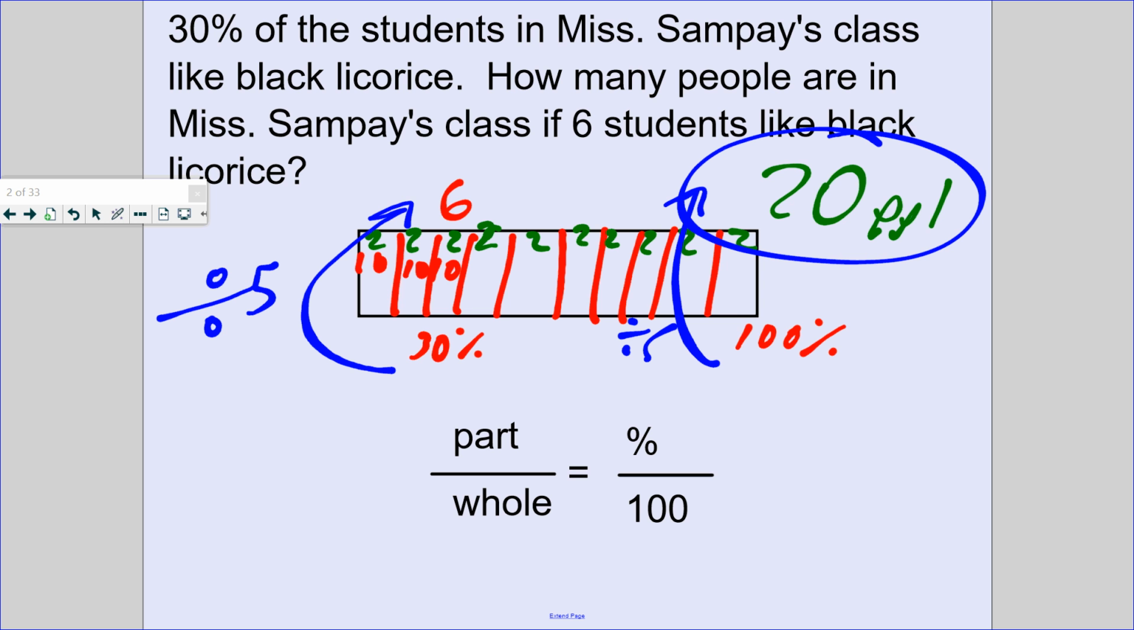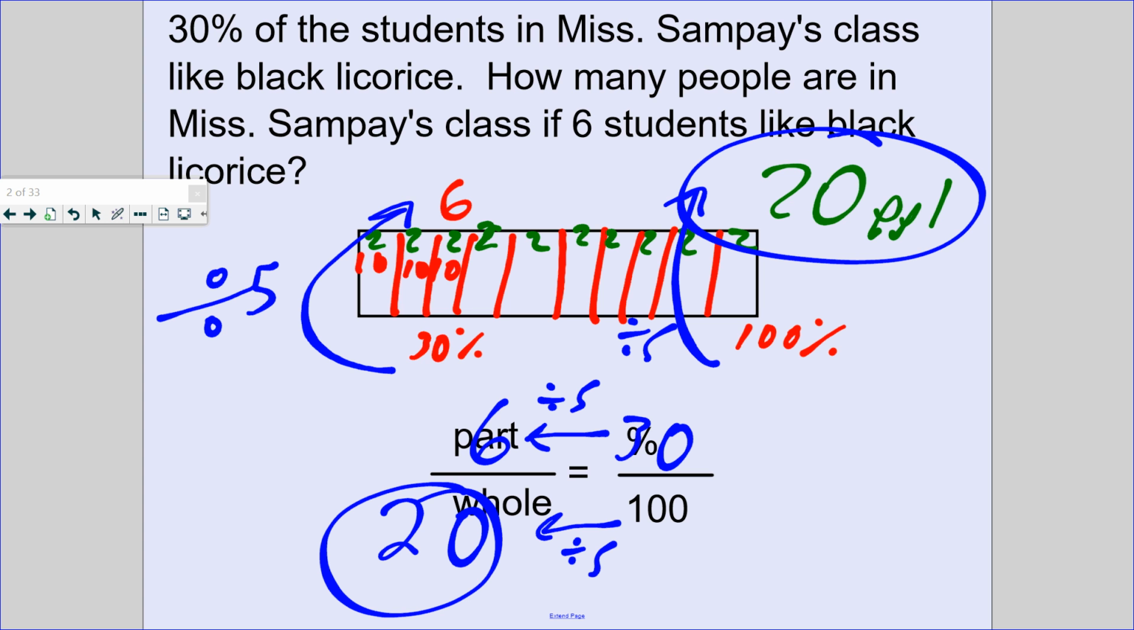What if you don't like any of those ones? Maybe you prefer something called percent proportion. Part over whole equals percent over 100. So we know 30 goes here. And does part of the class like licorice or the whole class? Only part of the class, which is 6 people. What's the relationship between 30 to 6? Divide by 5. 100 divided by 5 is 20.